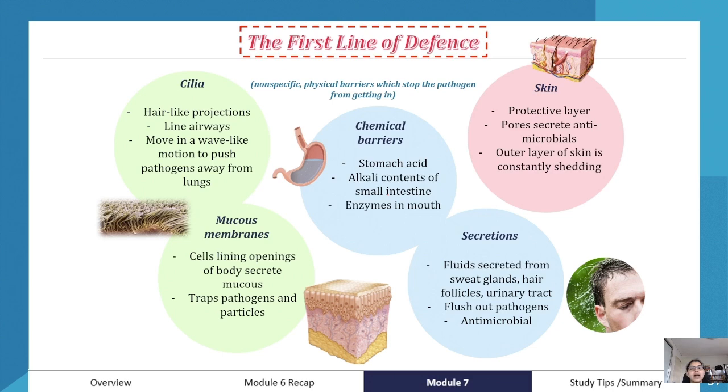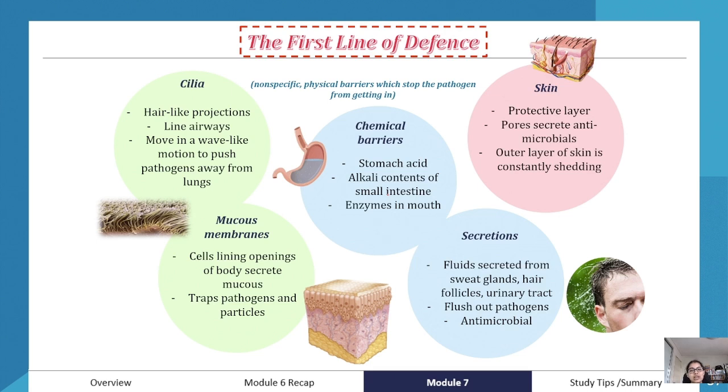The first line of defense is part of the innate immunity. The innate immunity essentially has the first line of defense and the second line of defense, and it is non-specific, so it's non-specific to different pathogens. It doesn't discriminate, saying I'm only going to work if it's a virus. It's non-specific, and it's fast as well.